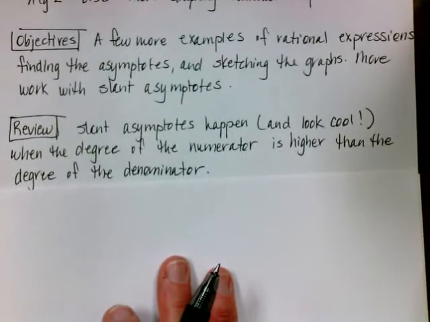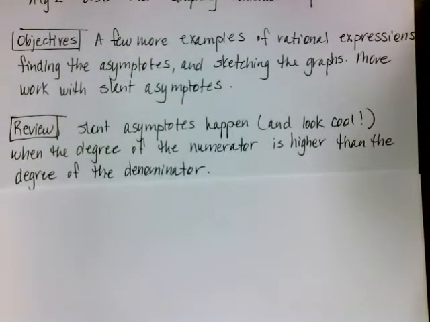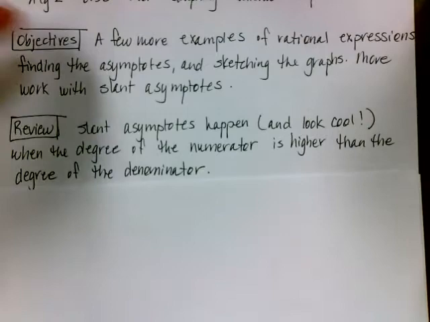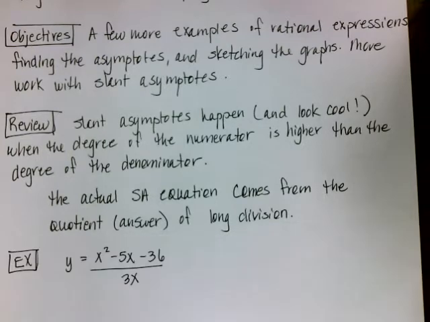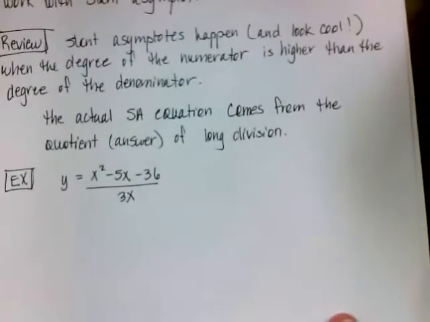I have some definitions written out already. So remember that a slant asymptote happens, and it looks really cool on your graph, when the degree of the numerator is higher than the degree of the denominator. And then the actual slant asymptote equation comes from the quotient, which is the answer when you do long division. All right, so here is our first example.